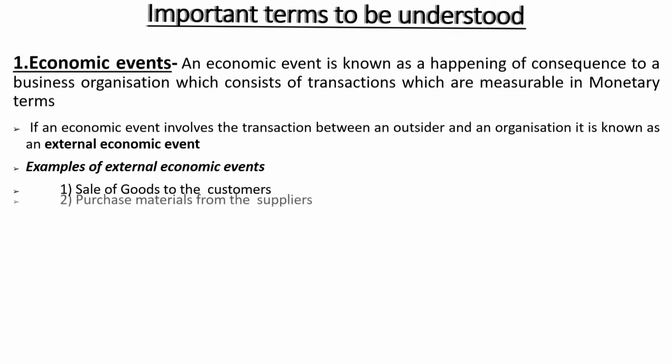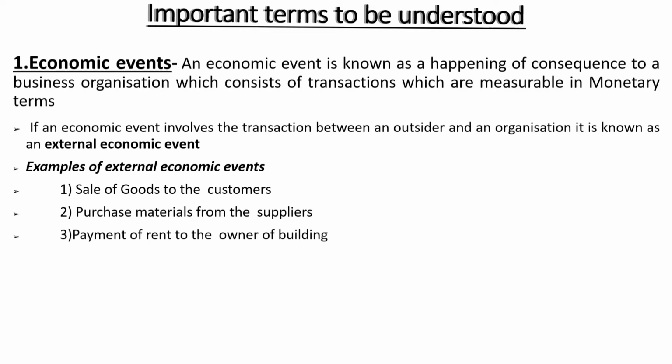In another case, consider the purchase of materials from suppliers. Here, the supplier is an outsider and the goods are purchased for use in the business. This is also an economic event. When the purchase of materials is effected, money goes out of the business and goods come into the business. Because this transaction happens between the business organization and an outsider, it is also termed an external economic event. The third one is payment of rent to the owner of the building.